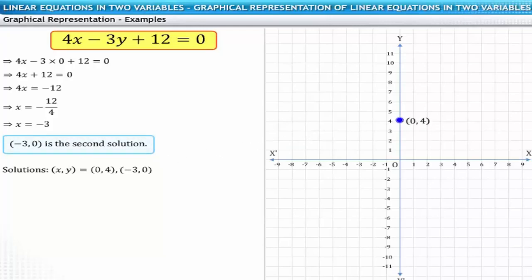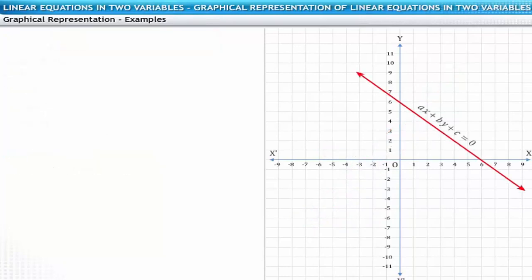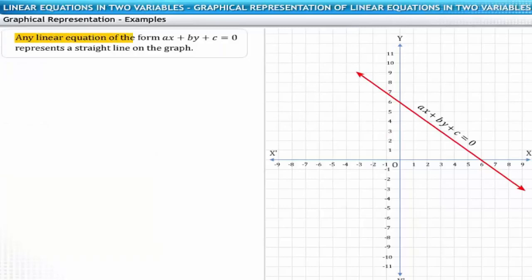Let's plot these points on the graph. On passing a line through these points, the graph of the equation is obtained. This line represents the linear equation 4x minus 3y plus 12 equals 0. Remember, all points that lie on the same line are solutions of this linear equation. After solving the examples, we can conclude that any linear equation of the form ax plus by plus c equals 0 represents a straight line on the graph.